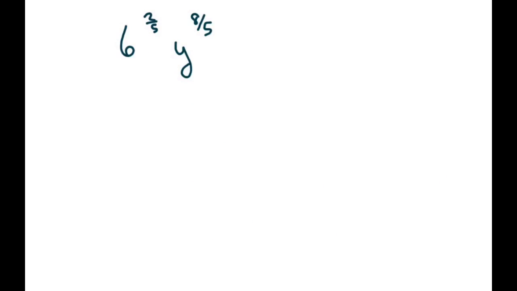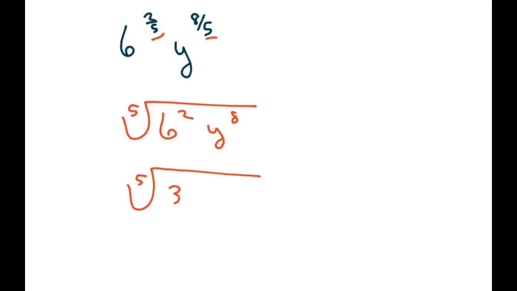Okay, the next one is here. This one's basically very simple. With the 5th root of 6 squared, I pull my roots out, and y to the 8th. My powers stay inside. So this would be 36 y to the 8th.